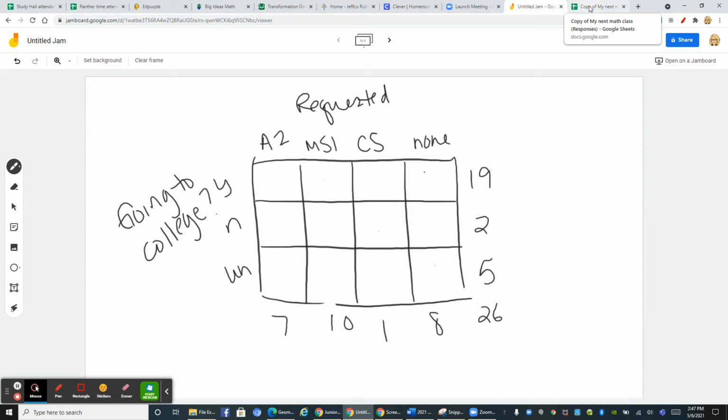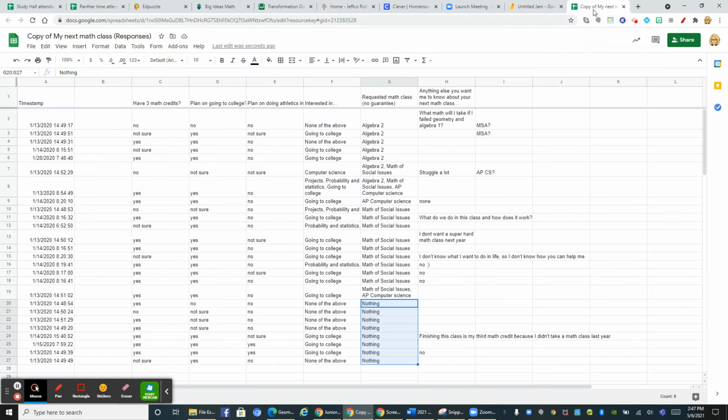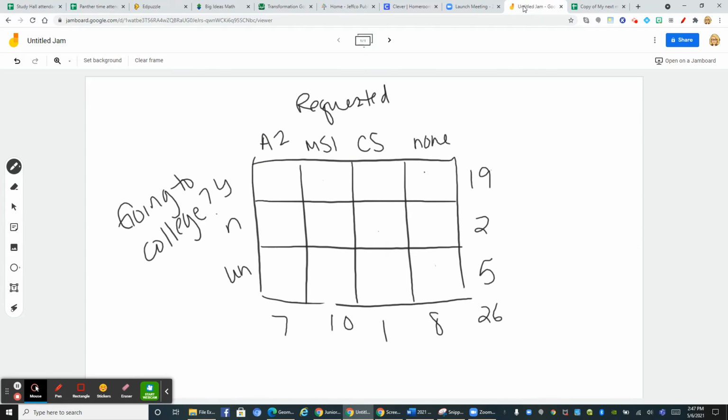Okay, so now I need to look at where they overlap. So back to this, let's look here. I'm going to look at the Algebra 2s, those who requested Algebra 2, and I'm highlighting it so that I can see easier what I'm looking at. So out of the ones who requested Algebra 2, I have 1 no, 1 not sure, and 5 yeses. So 1 no, 1 not sure, and 5 yeses, and that does add up to 7.